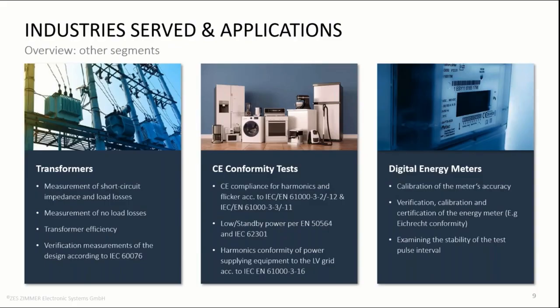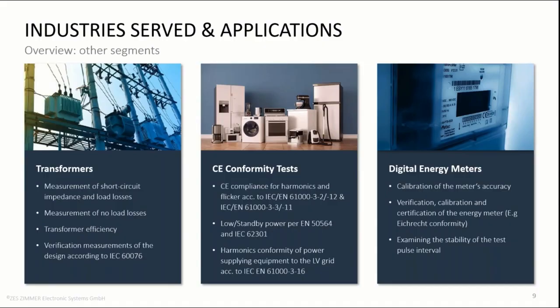60076 standard. When it comes to conformity tests, there's a lot that the power analyzer can do in that area, and especially on electromagnetic compatibility and CE compliance. For example, one can carry out tests for harmonic emissions and flicker on household devices, or measure low and standby power modes.